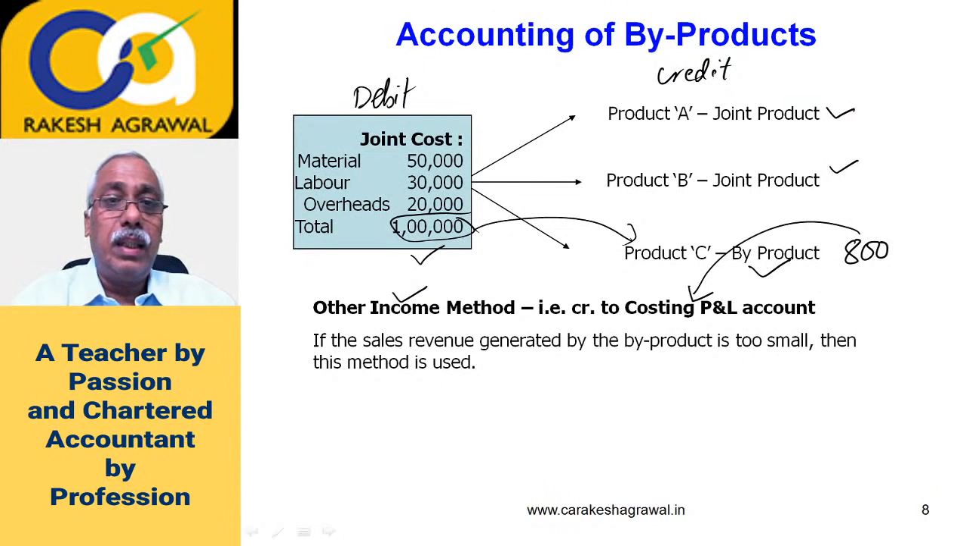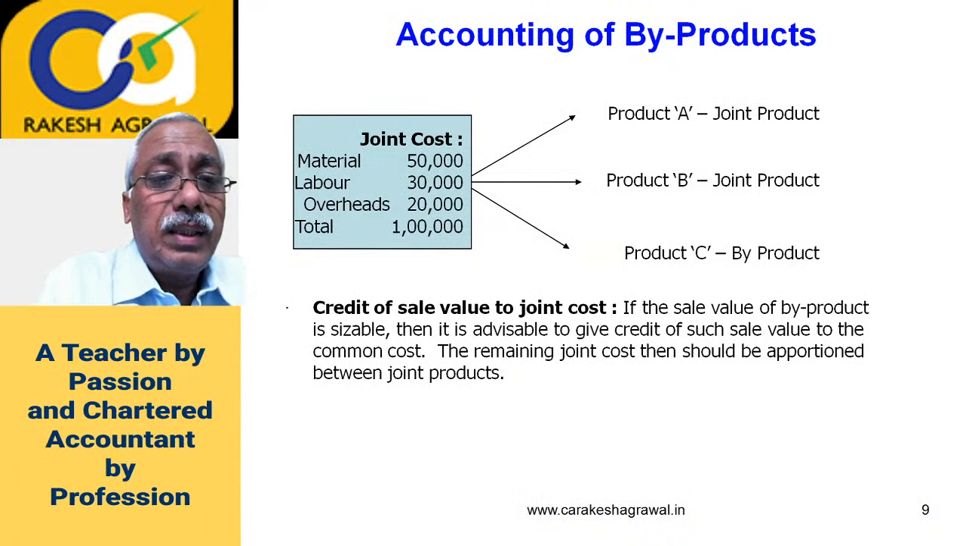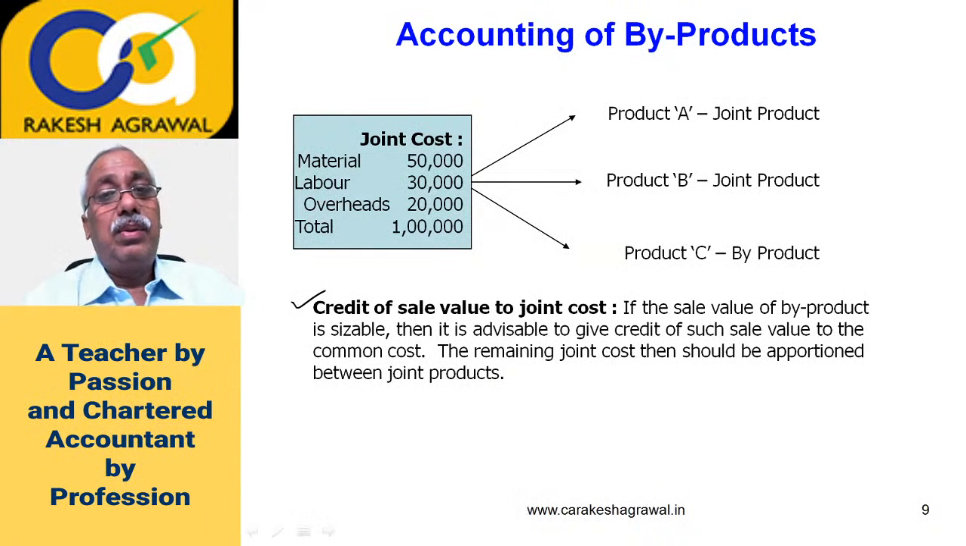It is called other income method, where no special accounting has to be done. Only the revenue generated by byproduct has to be credited to costing P&L account. So this is a better one. That is credit of sale value to joint cost.